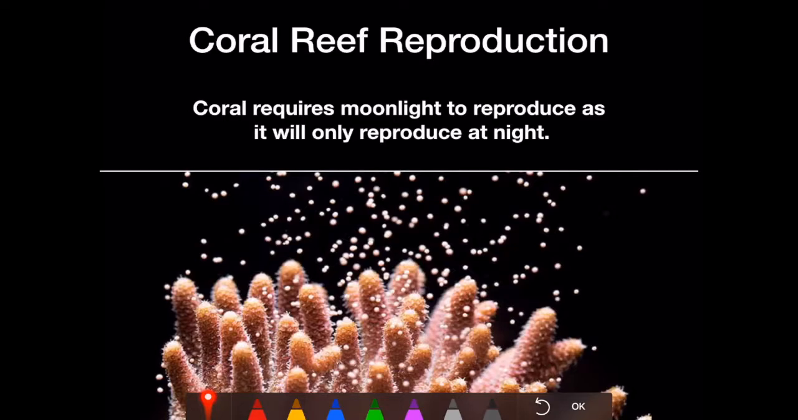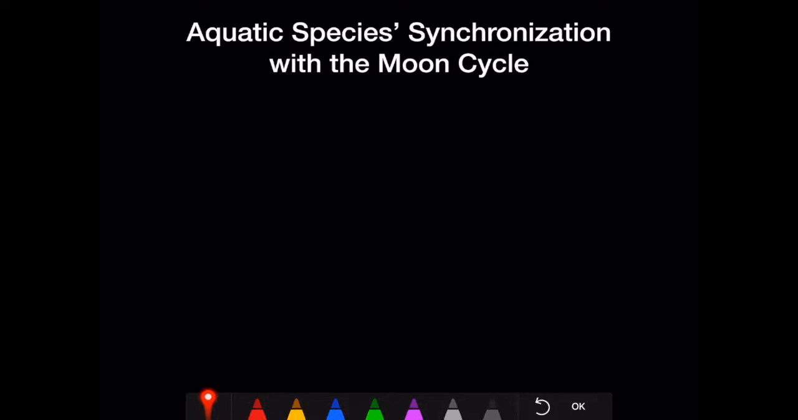The ones that did have moonlight, totally normal, nothing unexpected happened. They reproduced as normal, and the ones without moonlight at all did not reproduce. There was just nothing there. The aquatic species' synchronization with the moon cycle.